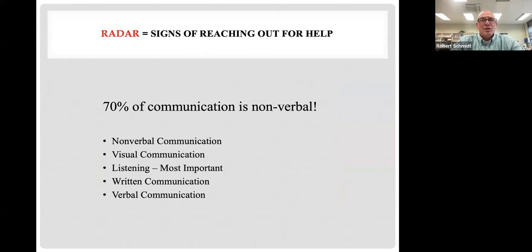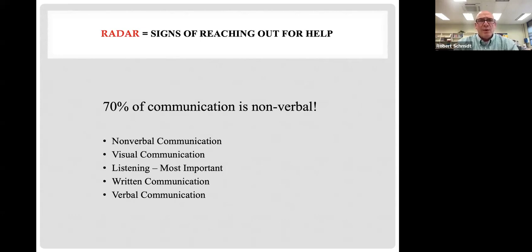So radar: these are the signs of reaching out for help. How do our kids reach out for help? We need that radar that is constantly surveying around us, not thinking just about us as adults, but about the impact of whatever is happening in our kids' social world. We need to be made aware of that so we can pick it up. Just remember that 70% of all communication is nonverbal.